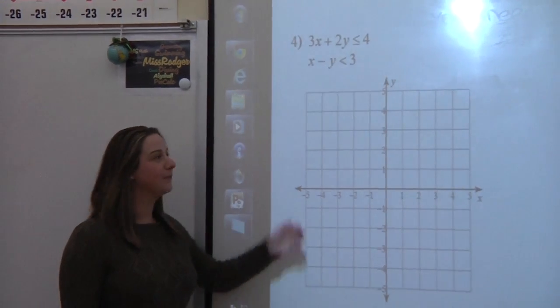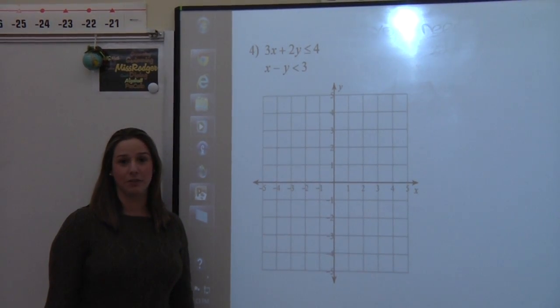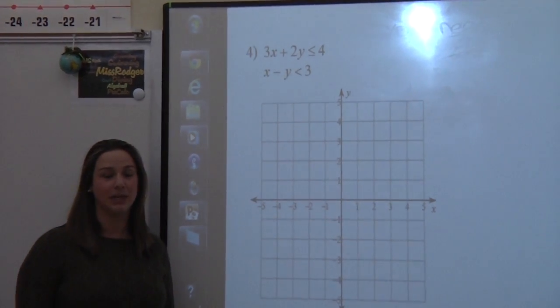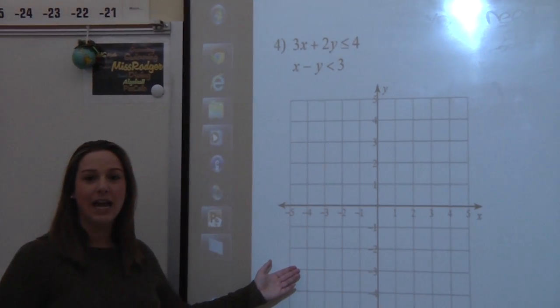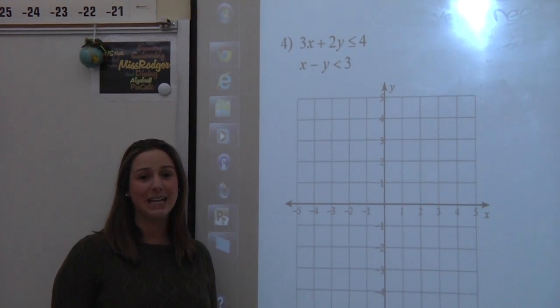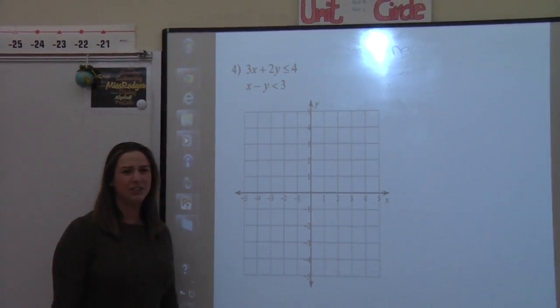For our last system of linear inequalities problems, let's take a look at number 4. Notice that both of these equations are not in slope-intercept form. Slope-intercept form is y equals mx plus b. If we're graphing and solving a system graphically, we need to put both of these equations into y equals mx plus b form before we graph. So let's do that.